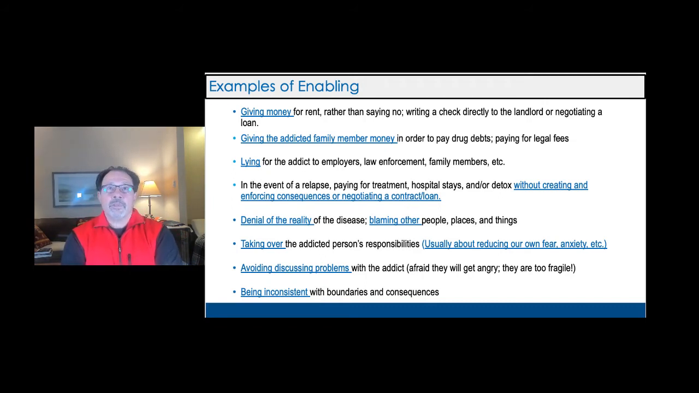So that idea of doing things without setting contracts and without holding them accountable to the contracts is considered enabling. Denial of reality of the disease, blaming other people, places, things. Intellectualization is a form of enabling, but it's also a defense mechanism that works, and the idea that we have to figure this out. Like, once we figure it out, it's all going to be taken care of. And it's really not that he has a disease, it's that there's all these other factors.